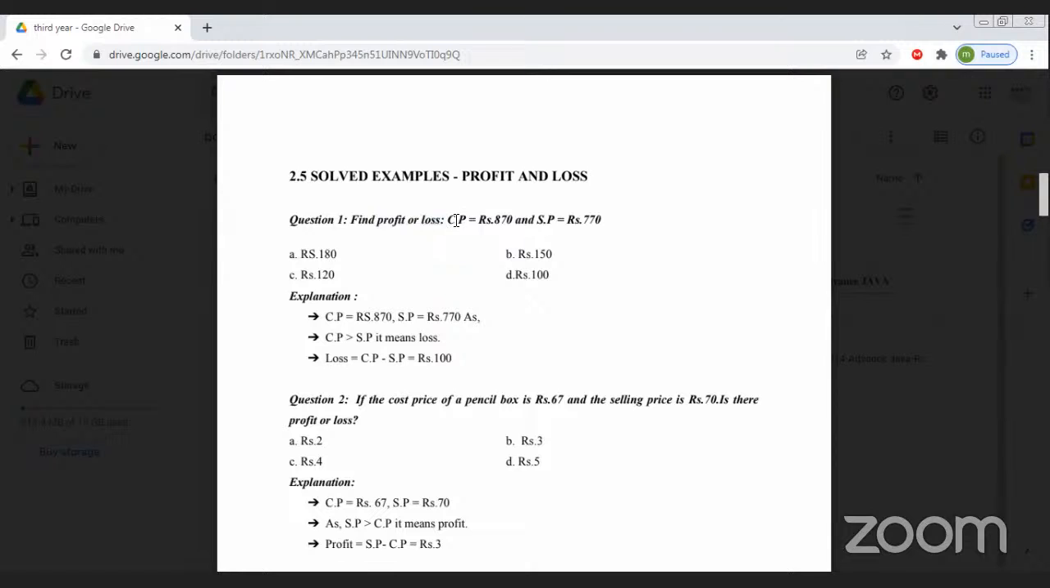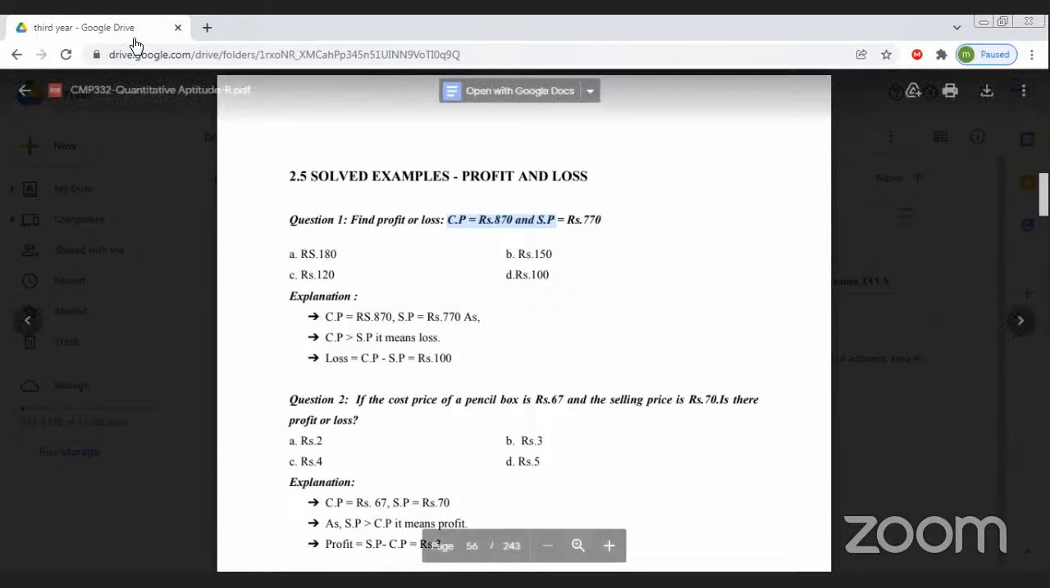From both cost price and selling price, which one is the greater one? Cost price. So you need to do greater minus smaller, CP minus SP. So 870 minus 770 will give me 100. So it is nothing but the loss. A loss of 100, because your selling price is less than your cost price.